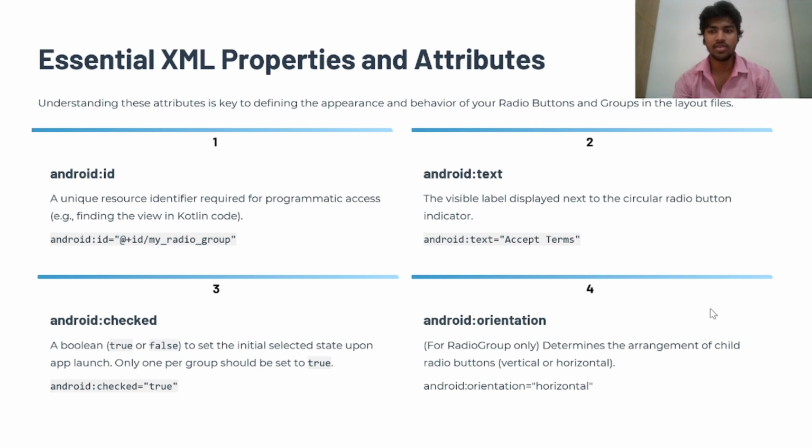Then we have android:checked. This is a Boolean, either true or false, that you use to set the initial selected state of a button when the screen first loads. A best practice is that only one button per group should be set to true. Finally, there is android:orientation. This attribute is for the radio group only, and it determines if the buttons inside are arranged vertically or horizontally.